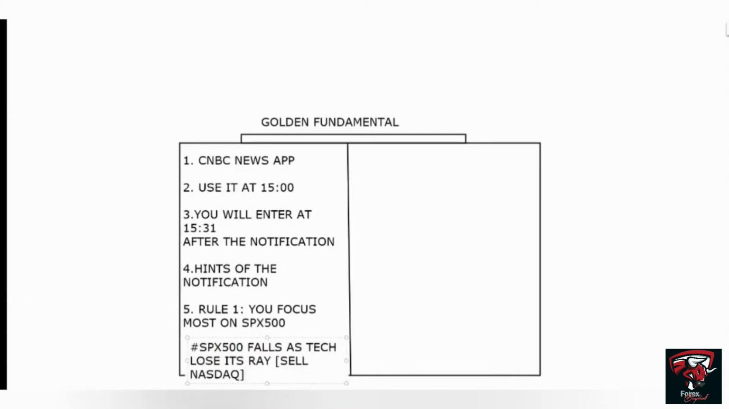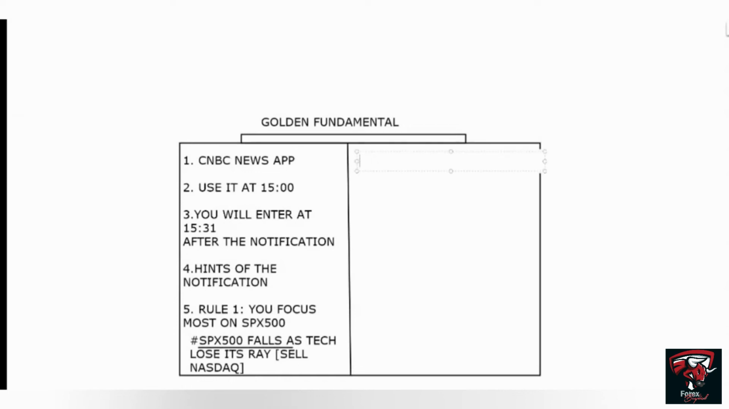Here you'll sell Nasdaq. Why? Because they say S&P 500 falls. Most of us have already realized that S&P 500 and Nasdaq take the same direction. So they can never come to you and say Nasdaq falls, but they can give you a clue that will allow you to participate on Nasdaq.